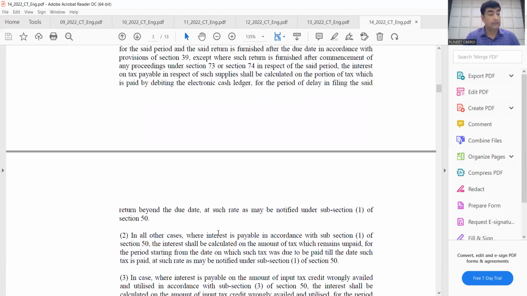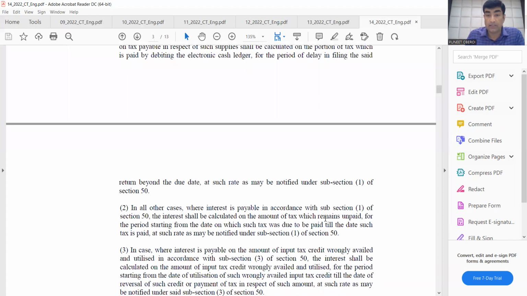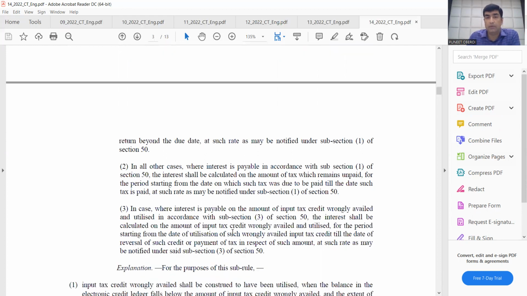Another thing is that in case where the interest is payable in accordance with subsection 1 of section 50, interest will be calculated on the amount of tax which remains unpaid for the period starting from the date on which such tax was due to be paid till the date when the tax is actually paid. So again, it is specifying that only on the cash portion is interest required to be paid.